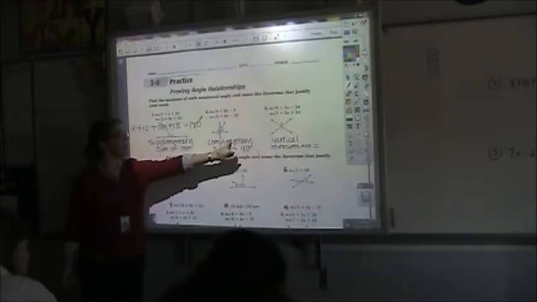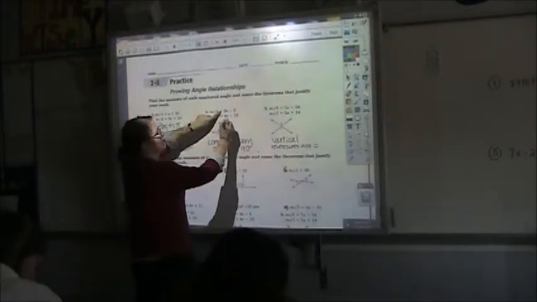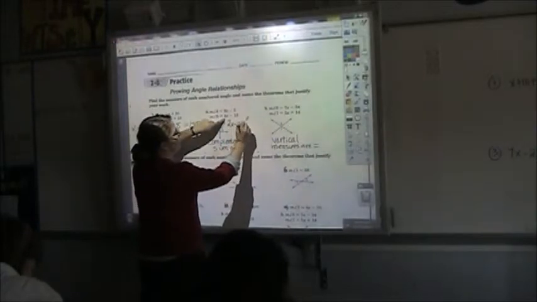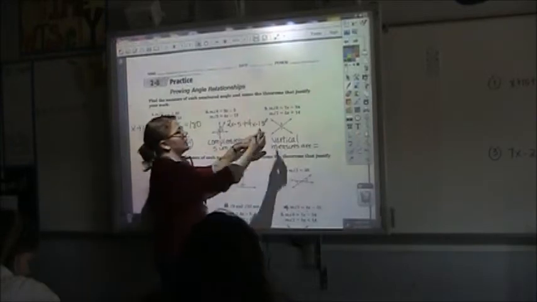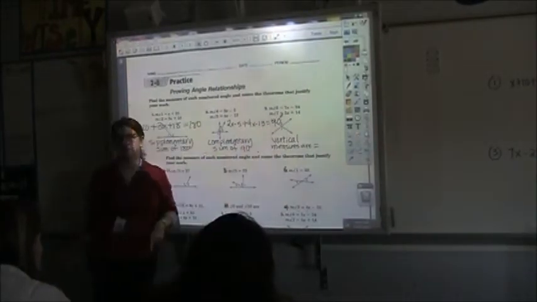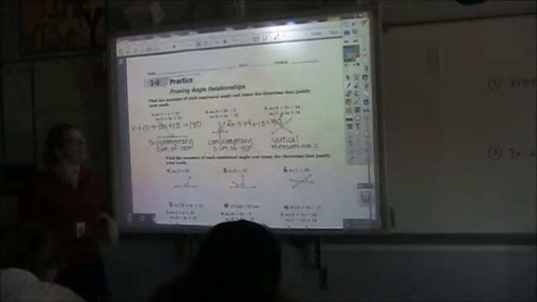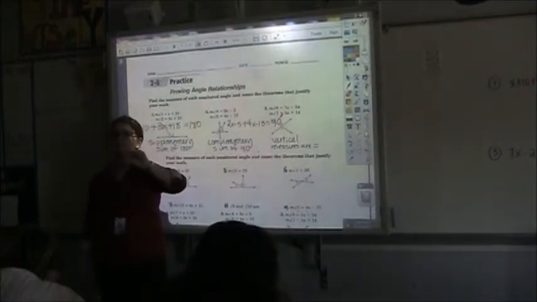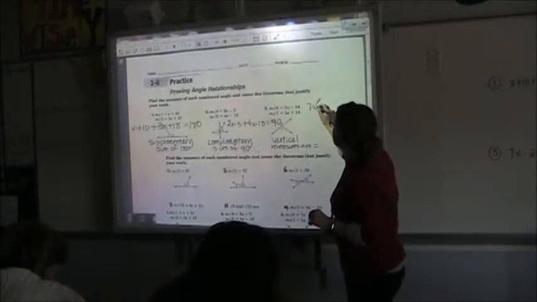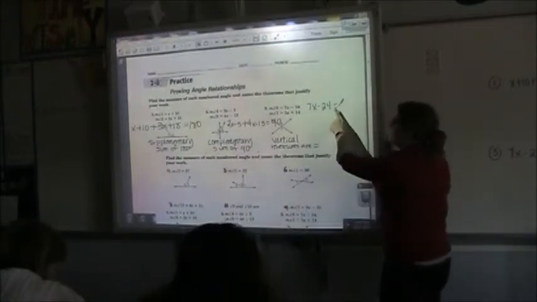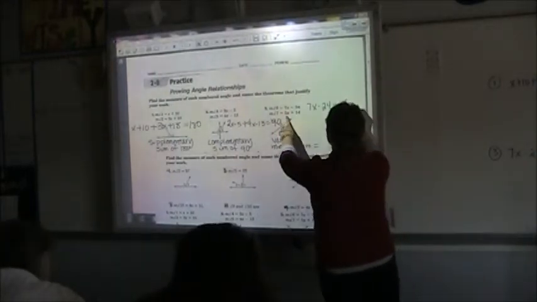Number 2, we said they're complementary. They have a sum of 90. So sum means add. So I'm going to take the first expression, add the second expression, and it's a sum of 90. So when I add the 2 together, it should equal 90. That's how I set that one up. And then vertical, we just said the measures are the same. So that means the 2 expressions are equal. So I take the first expression and set it equal to, that's what I mean by set it equal to, just write an equal sign, the second expression.